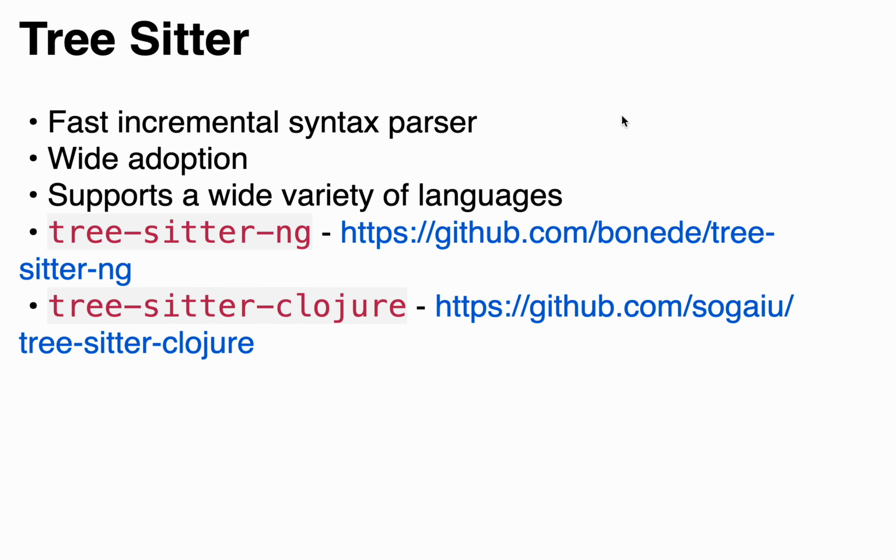The next library to talk about is TreeSitter. So TreeSitter is a fast incremental syntax parser with wide adoption. It was originally built for the Atom text editor from GitHub. I think primarily it's used for syntax highlighting these days, but it has support for a wide variety of languages. There's parsers for dozens of languages, and the way I've been consuming it in Clobber is there's this Java library that wraps the C library that TreeSitter has, called TreeSitter NG. And for Clojure's parser, I use this TreeSitter Clojure repo, which has been really great. And it provides a TreeSitter grammar for Clojure.